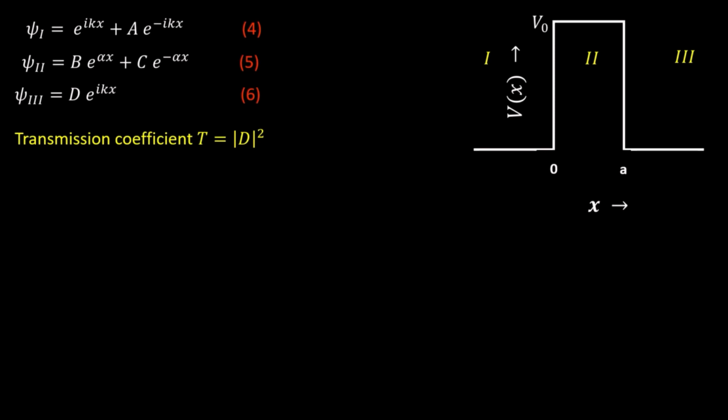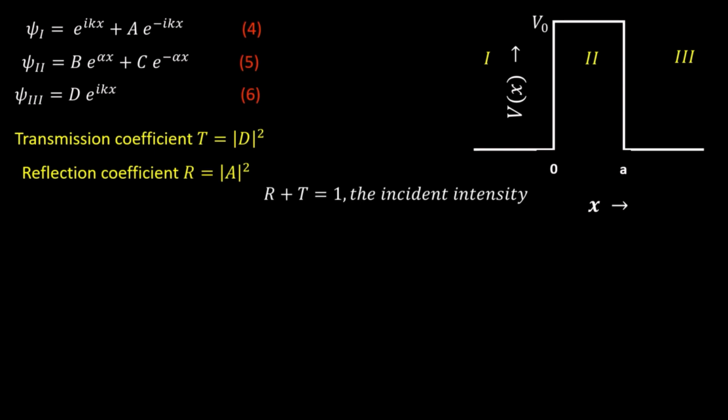Similarly, the reflection coefficient is given by modulus A square. These are connected by the relation R plus T equal to 1, the incident intensity. To evaluate the required constants, we apply the boundary conditions.